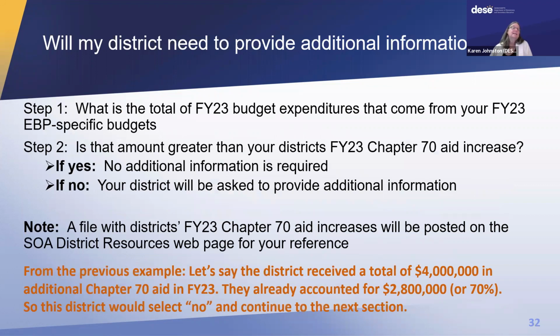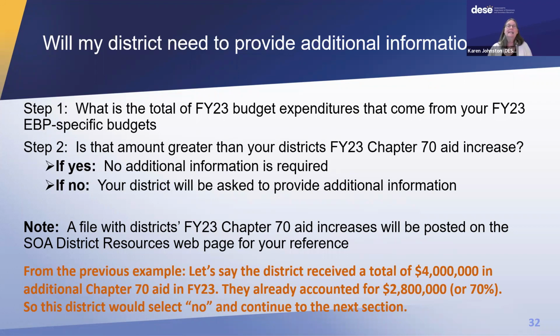Now, not every district is going to have to fill this out. Based on some of the budgets that we looked at from last year, our expectation is that quite a few districts aren't going to need to provide any additional information at all. And here's how you figure out which category your district falls into. Step 1, what's the total of the FY23 budget expenditures that come from your FY23 EBP specific budgets? That's a long-winded way of saying, look at that number that we just showed you how to calculate, the one that came to $2.8 million in the example that we used.